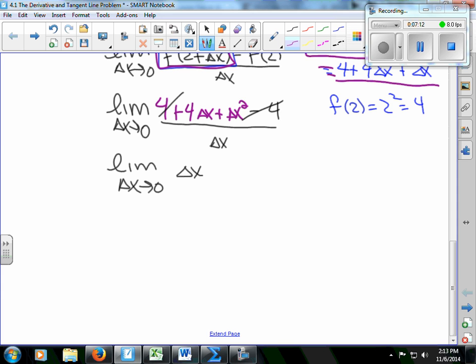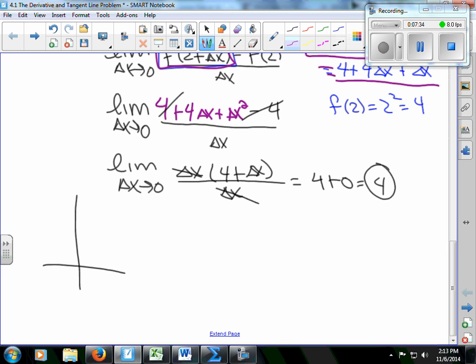And a delta x will factor out of the top. This was a delta x squared. So when I factor out that delta x, I still have 1 left. My delta x's cancel. There I'm canceling the 0 over 0 part. And so I can evaluate this limit. It is 4 plus 0, or 4. So I know that the slope of the tangent line to y equals x squared at 2, 4 is 4. So the slope of this very steep line is 4.